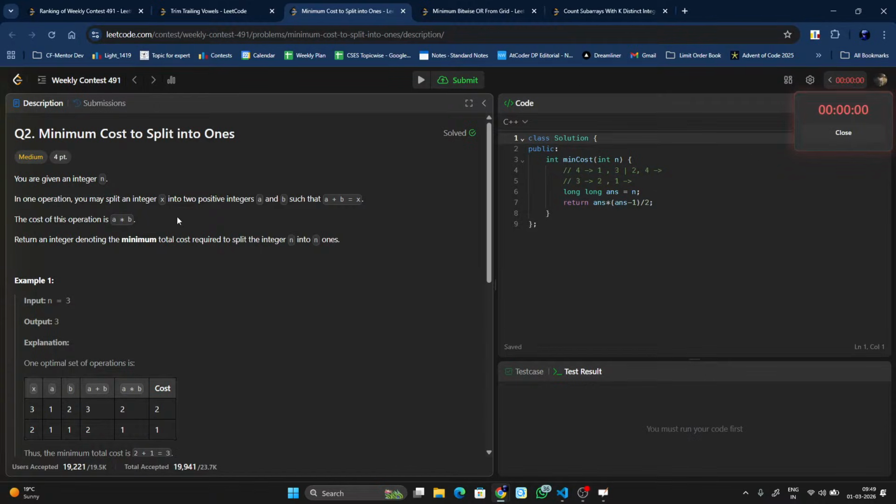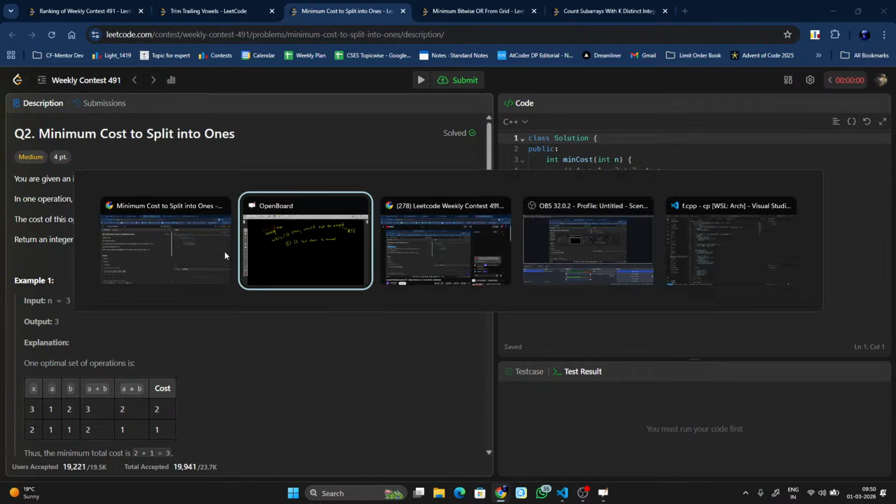Okay, so let's move to the second problem, Minimum Cost to Split into Ones. So what is this particular problem? We will be given an integer n and you have to split it into two positive integers a and b such that a plus b equals n. The cost of this operation is a times b, and we have to return an integer denoting the minimum total cost required to split the integer n into n ones.